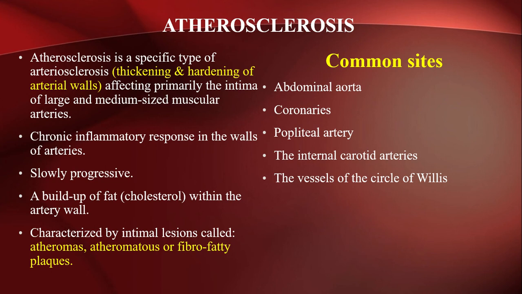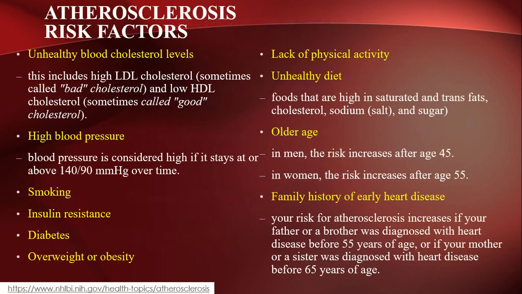The common sites of atherosclerosis are the abdominal aorta, coronaries, popliteal artery, internal carotid arteries, and the vessels of the circle of Willis, where the laminar flow of the blood changes to turbulent flow in places where the blood vessels branch into other vessels.